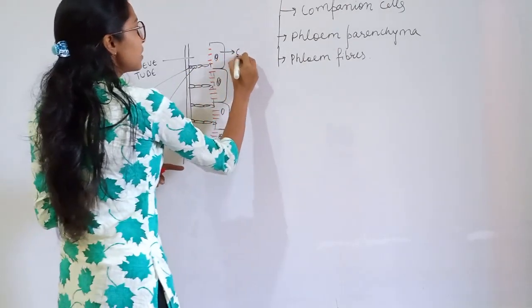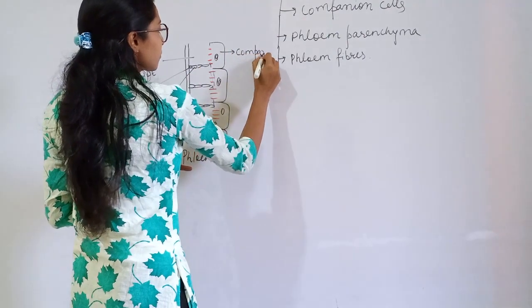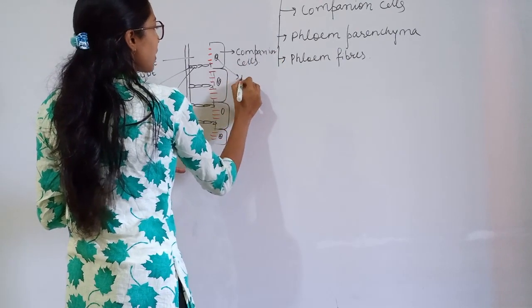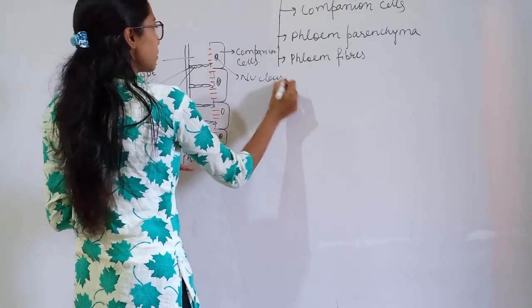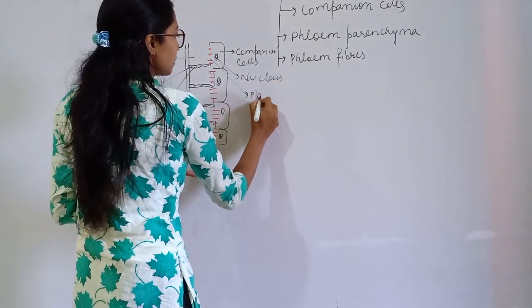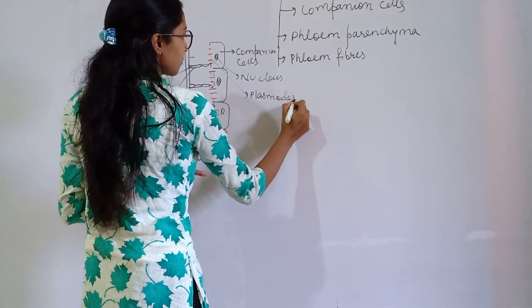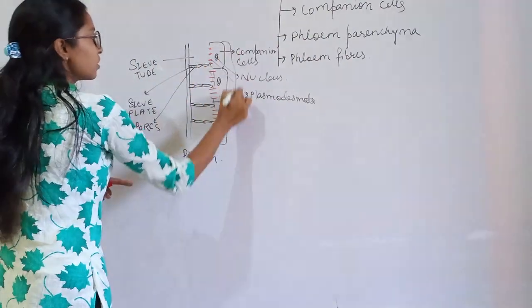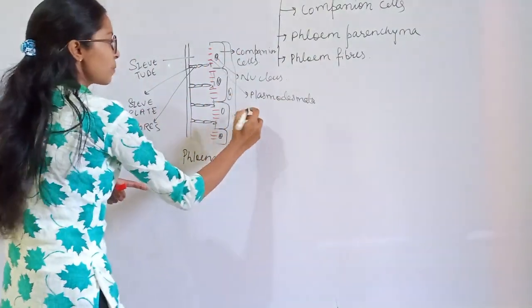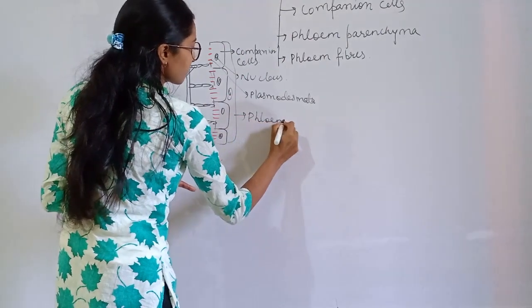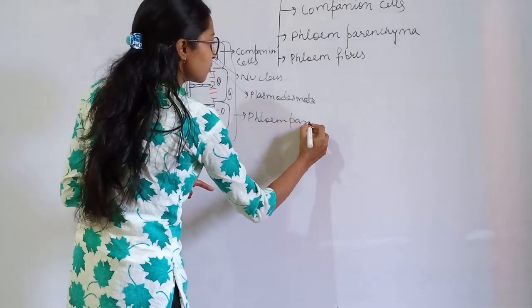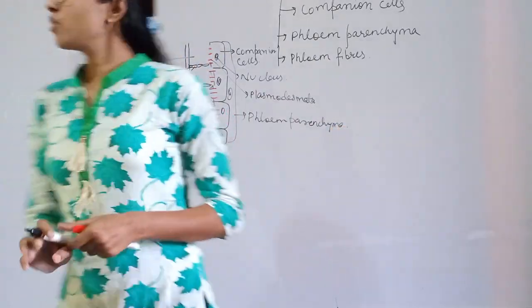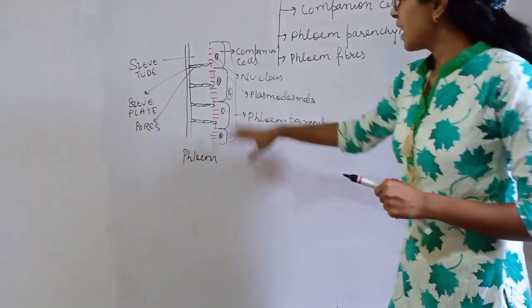Now these are the companion cells. In the companion cells we have nucleus, cytoplasm, etc. These are plasmodesmata. And after this we have the phloem parenchyma, which is the outer part of the phloem. So if you see the structure of phloem, it would look something like this.